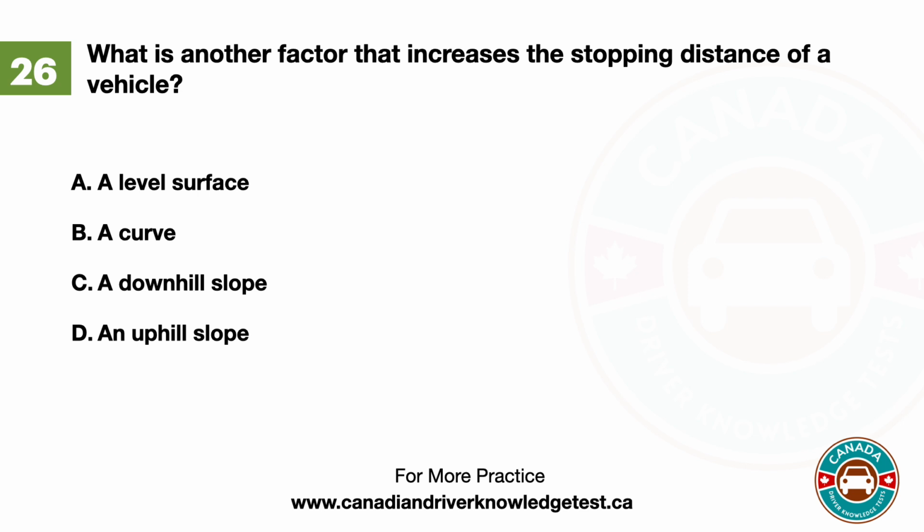Question 26. What is another factor that increases the stopping distance of a vehicle? A. A level surface. B. A curve. C. A downhill slope. D. An uphill slope. The answer is C. A downhill slope.